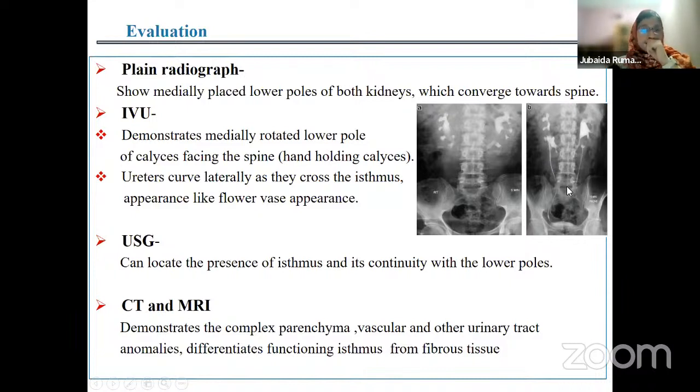So CT and MRI can also be performed, and they can give us a conclusive idea about the horseshoe-shaped kidney. They can demonstrate the renal parenchyma, vascular supply, and other urological anomalies, and can differentiate the functioning isthmus from fibrous tissue.